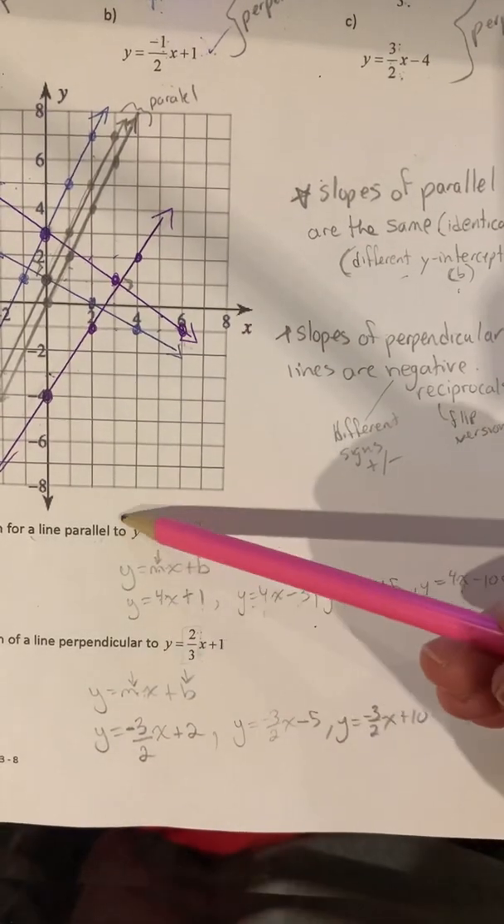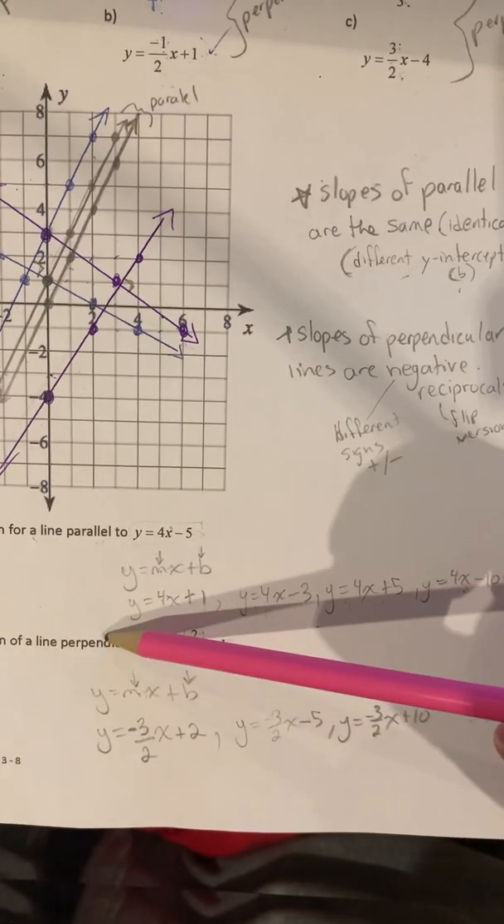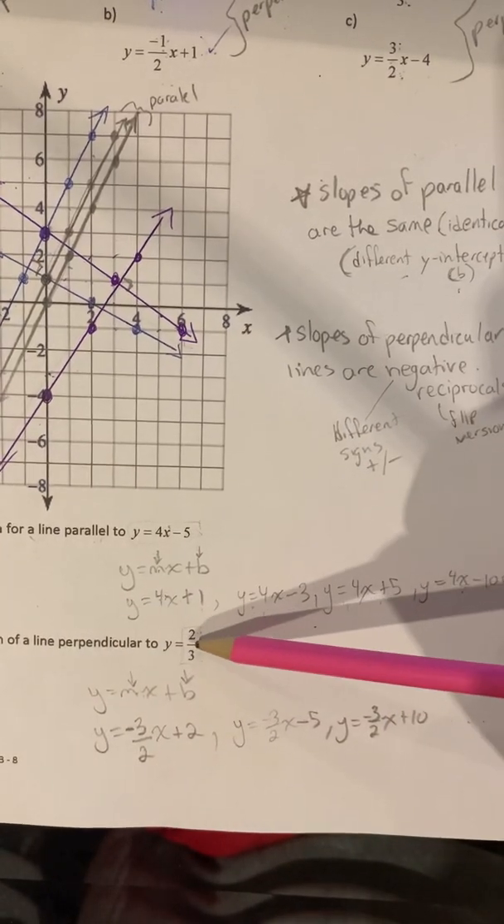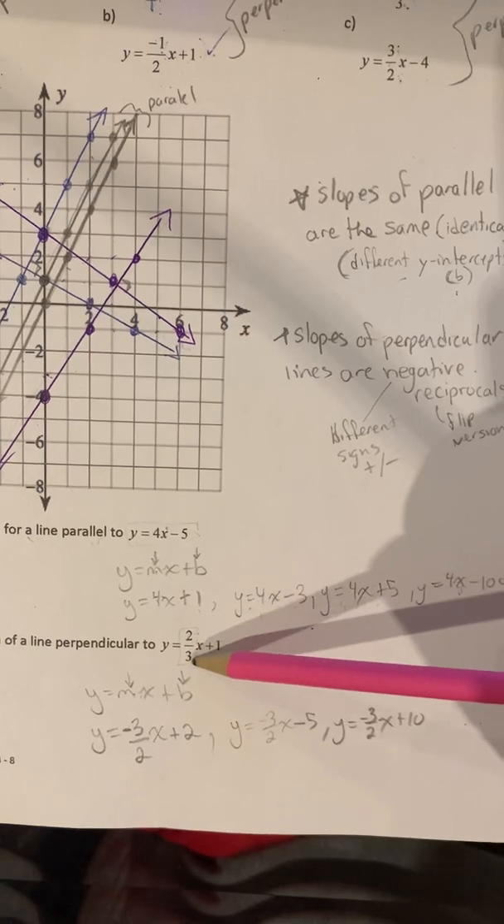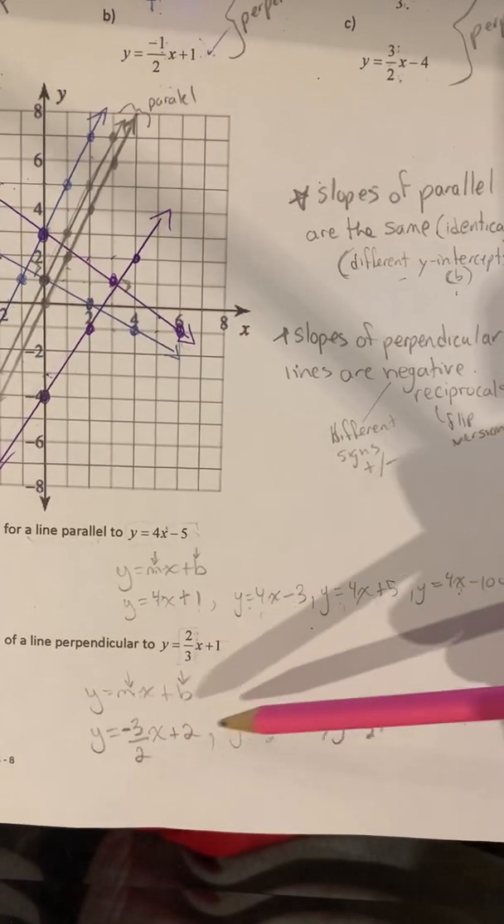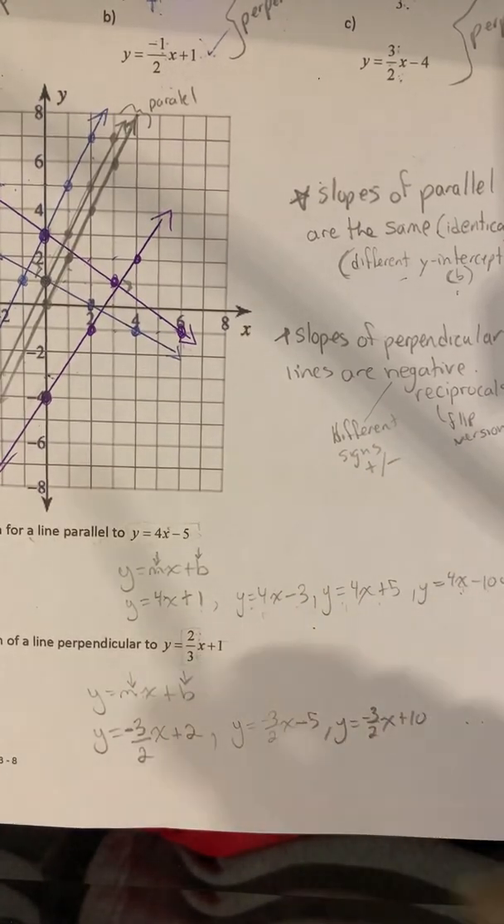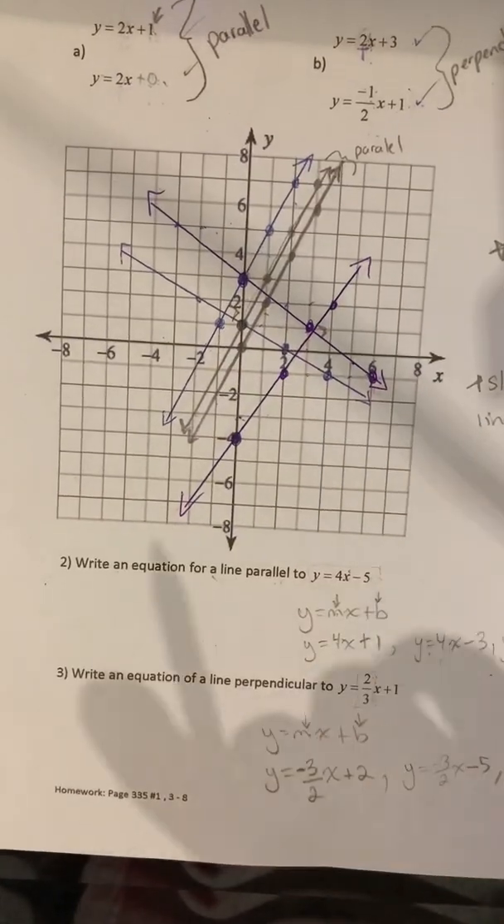Okay, so parallel lines, same slope, different y-intercept. Perpendicular lines have negative reciprocal slopes, so flip versions, and different signs. And the y-intercept, let's keep it consistent and just change the y-intercept. Okay, that is the lesson for today.